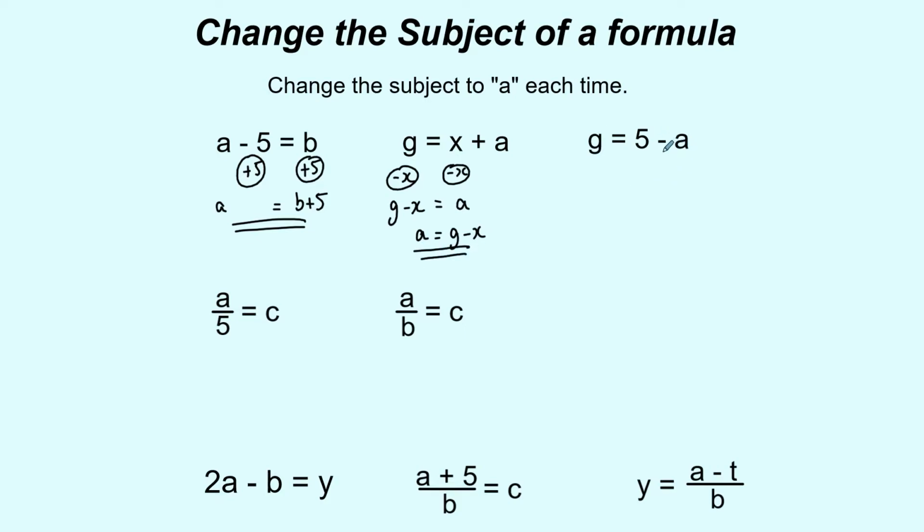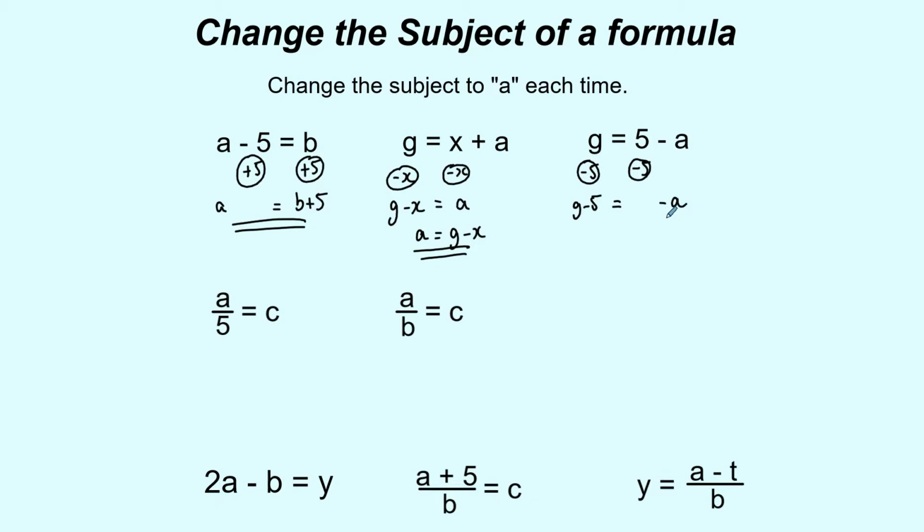Okay, the last example, this one's a little bit trickier because we've got a minus A. Well, that always makes things a little bit more difficult. So what we're going to do is try and get the minus A on its own first, which means we're going to take away 5, because that's a positive 5, from both sides. So here we're going to have G take away 5 on that side, and 5 take away 5 is 0, and then we're left with a minus A on the right hand side. Okay, so we get G minus 5 equals negative A.